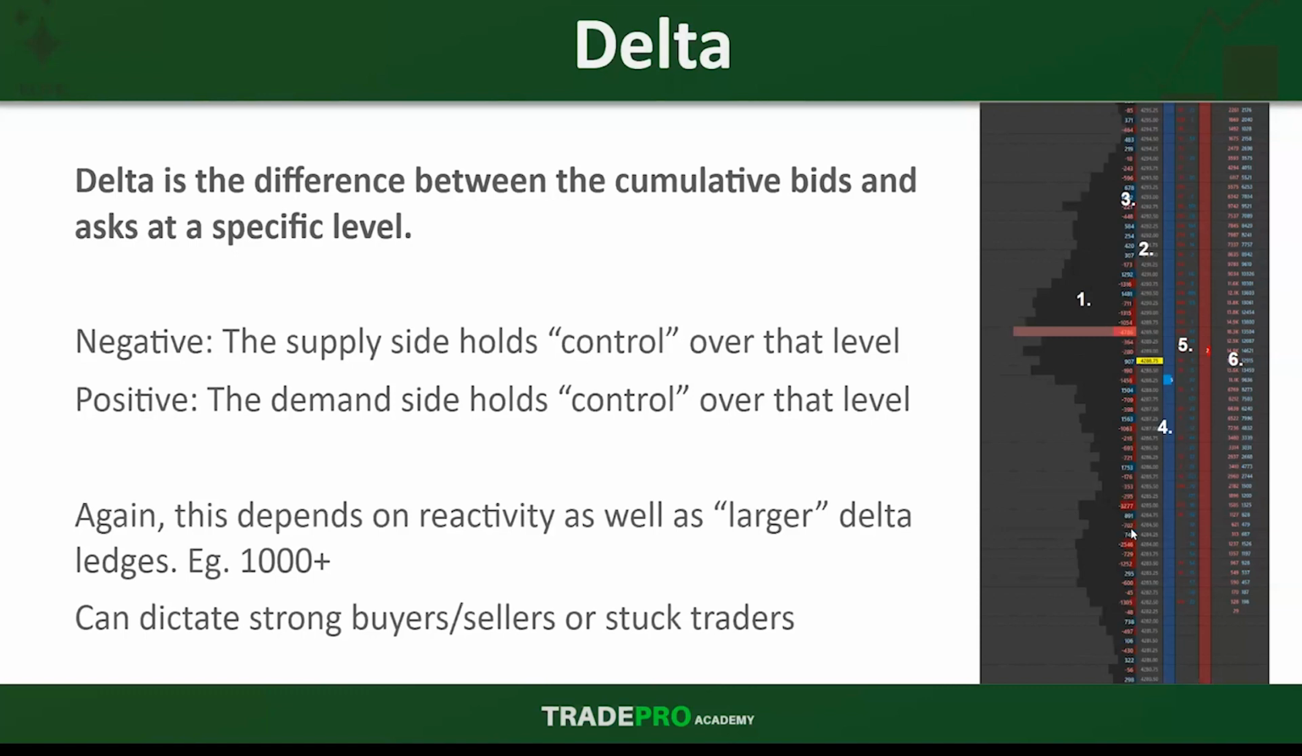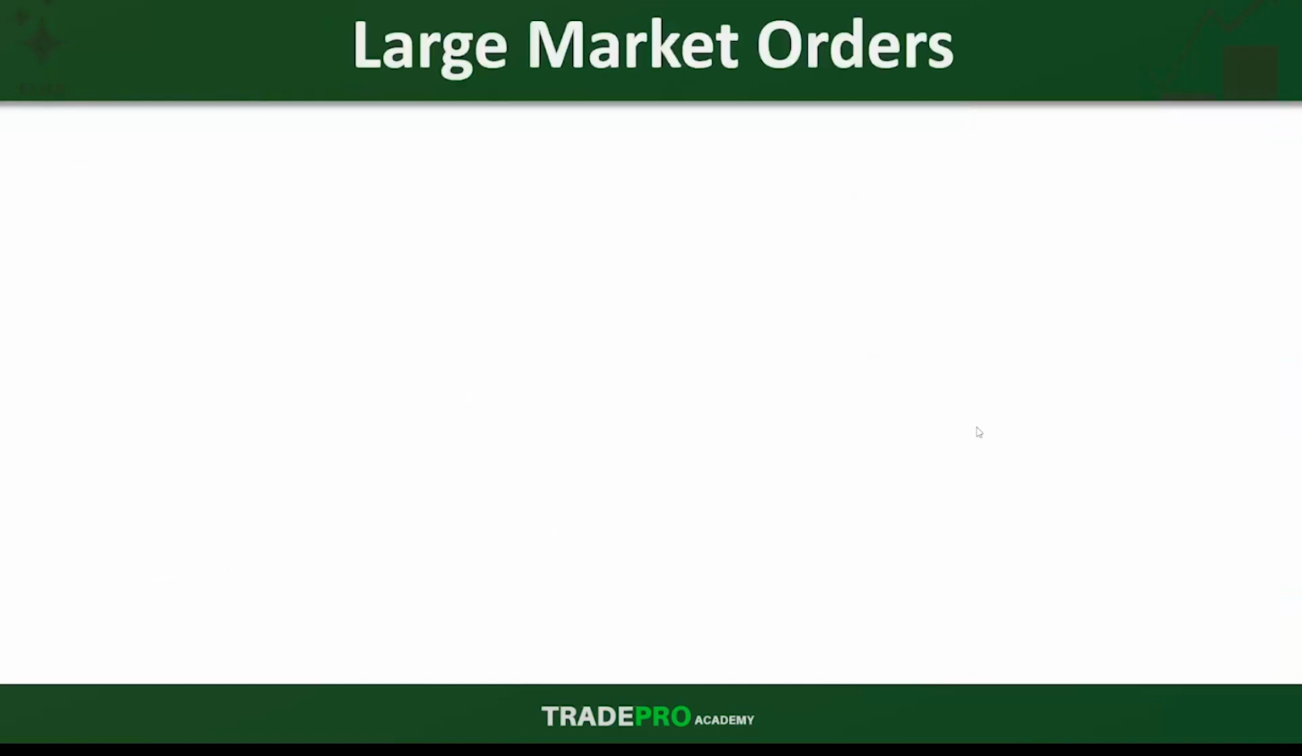When you have larger negative deltas like here, negative 3,000, negative 2,000, we're sitting above those areas. Those are traders that actually got stuck short and price actually burst through with strong-handed buyers, right? So it all depends on reactivity.